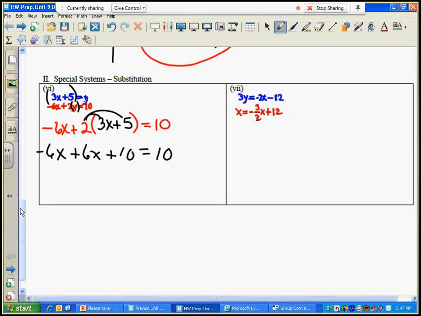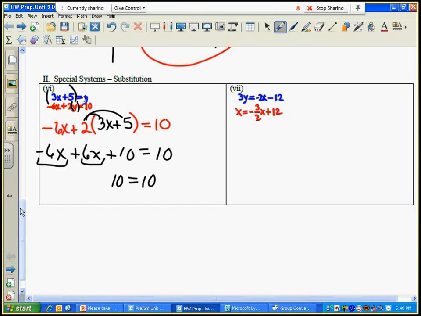On my left side, I still have like terms. So before I can solve it, I'm going to make sure that left side is completely simplified. Negative 6x plus 6x. Now, what happens here? The x's are going to cancel out. How many x's do we have left over? None. They go away. All we have left over is 10 equals 10. Okay, so what gives, right? The equations are trying to tell you something. They're telling you that this is a special system, and that you have a special type of answer.